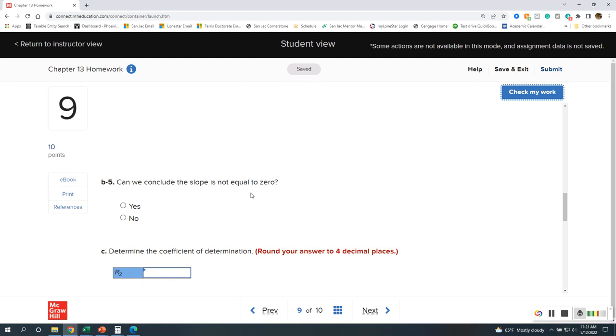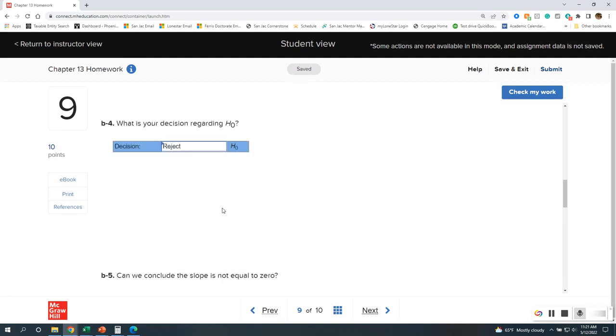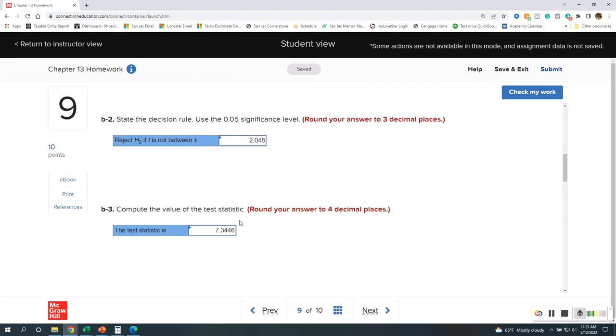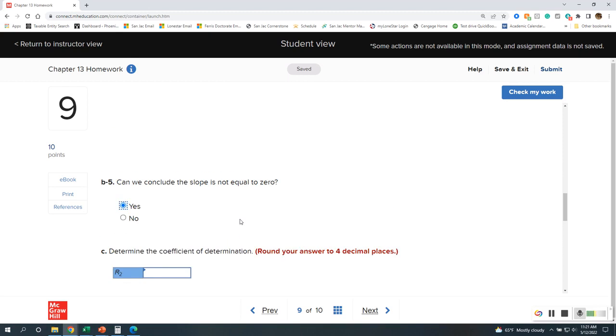So can we conclude the slope is not equal to 0? Yes, we can conclude it, because again, our test was equal to 0 if we accepted the null. Since we cannot, we can conclude it does not equal 0.